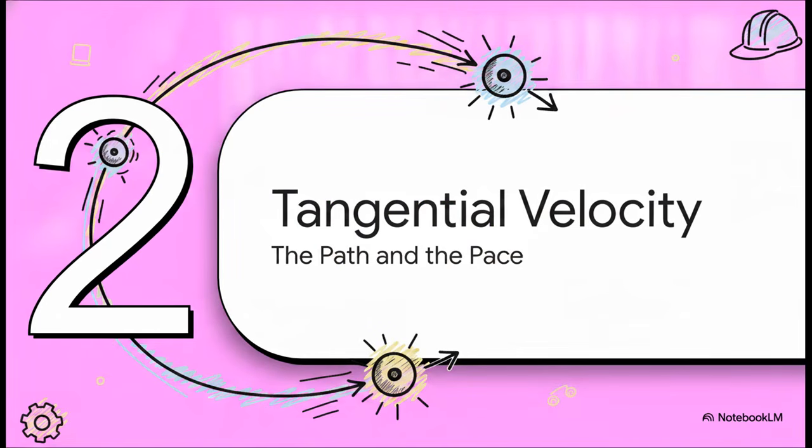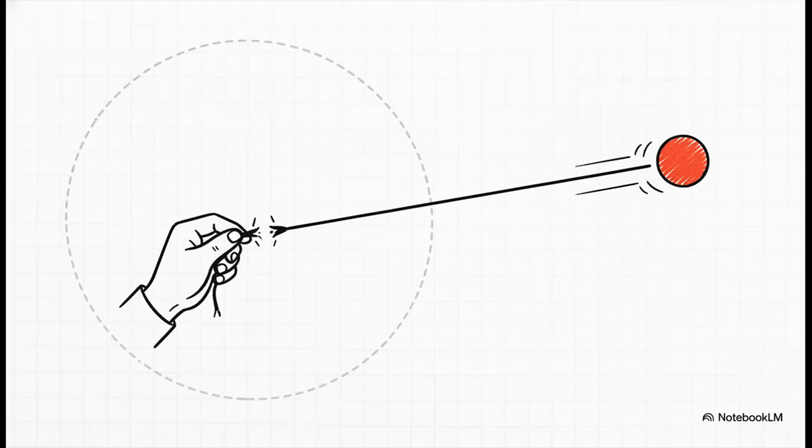Section 2, tangential velocity and acceleration, the path and the pace. That constantly changing direction means we need to explore the actual path our moving object takes and how we measure its speed right along the very edge of the curve.